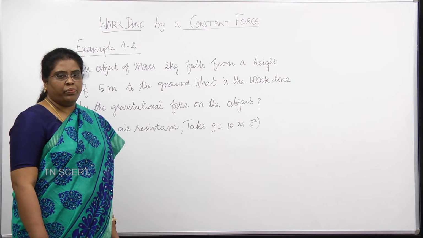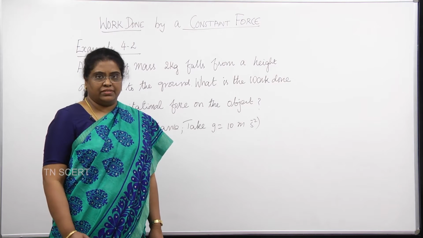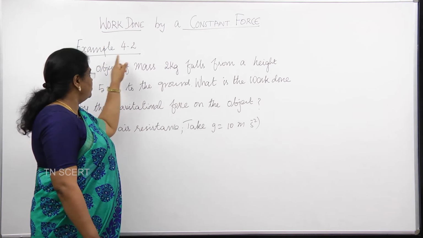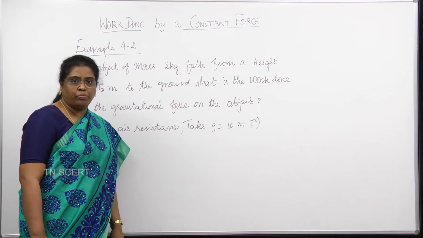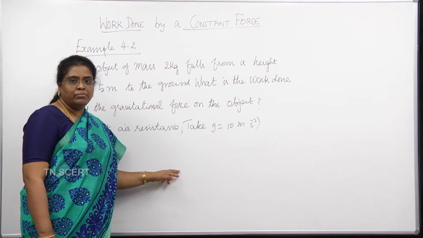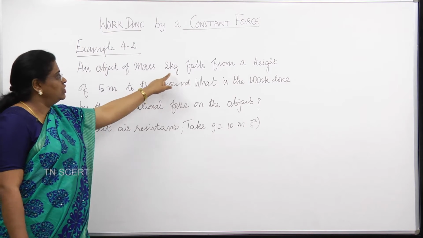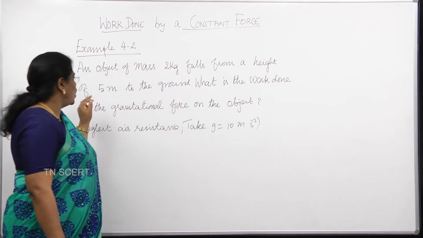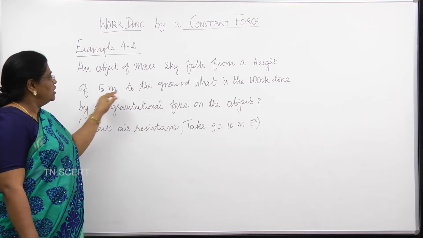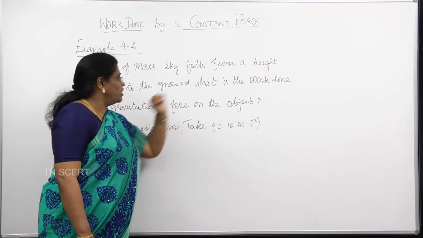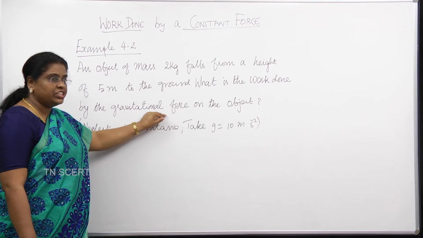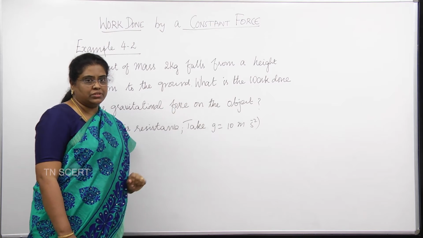Let us solve another problem based on work done. This is the problem, example 4.2 given in your book. Let me read the problem, listen carefully. An object of mass 2 kg falls from a height of 5 meters to the ground. What is the work done by the gravitational force on the object?